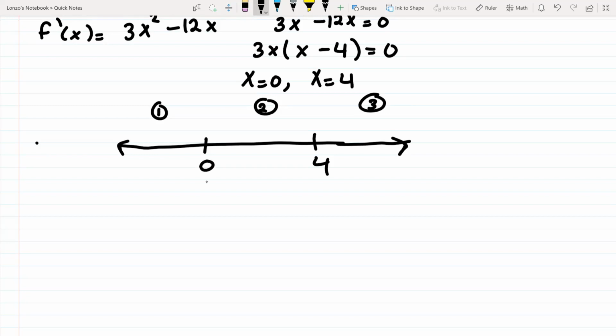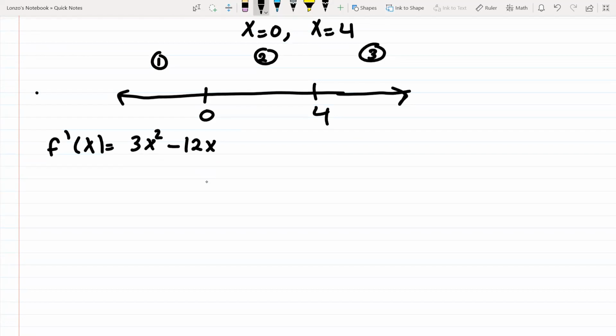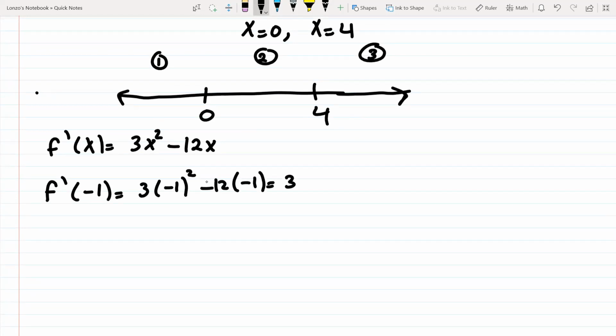Okay, so we're going to put it in f prime of x, not f of x. So f prime of x is 3x squared minus 12x. Let's test boundary 1, a number less than 0. We can use negative 1. Put it in your f prime: 3 times negative 1 squared minus 12 times negative 1. This would be 3 plus 12, which is 15.